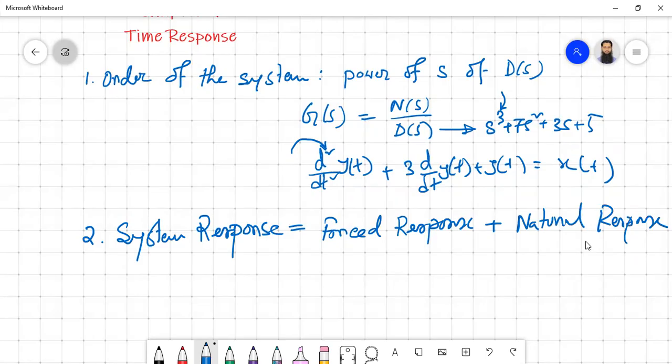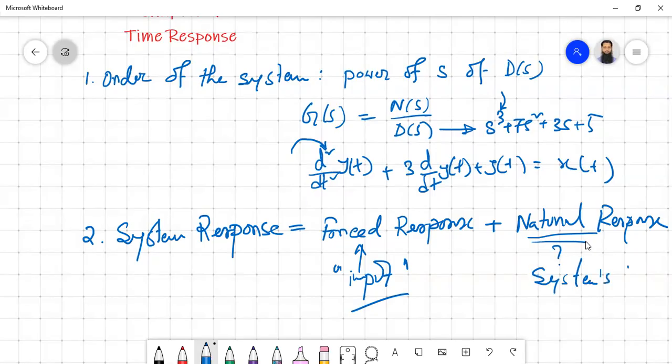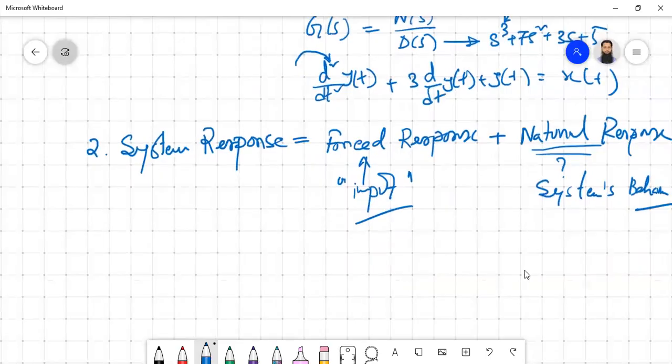The forced response is because of the input, whatever output you are getting. If you are applying some input to your system, then whatever output you get is the forced response. And the natural response is the behavior of the system itself, whether it is exponentially increasing or decreasing in nature. This is the system's behavior, without any input, how it actually behaves. This is the natural response.